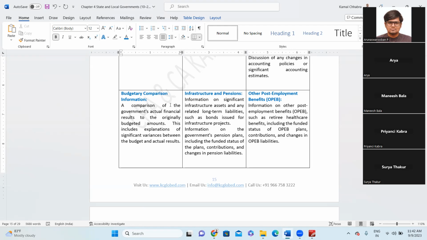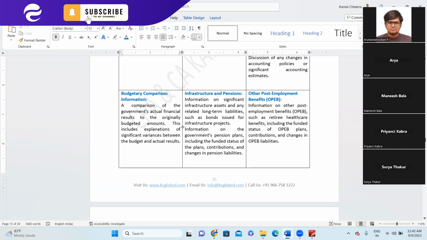The next one is infrastructure and pension. So, information on significant infrastructure assets and any related long-term liability. That means if you have purchased or constructed any asset, specific disclosure is required for those infrastructure assets. That means what assets you have purchased or acquired, and correspondingly if there is any debt or liability, or if that asset is on lease, then you need to give a separate disclosure for the same, such as bonds issued for the infrastructure project.